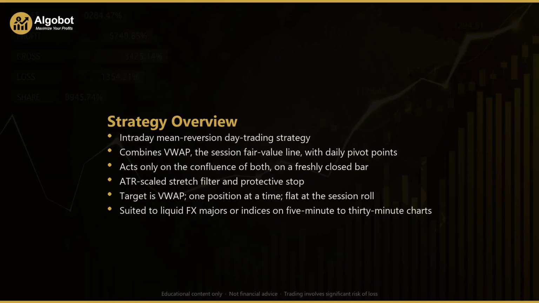The real concept here is confluence. The EA does not act on a stretched market alone, because a stretched market can keep trending, and it does not act on a pivot touch alone, because price can slice straight through a level. Instead, it waits for both conditions to line up on the same freshly closed bar. Everything is self-scaling through the average true range, or ATR, so the distance filters and the protective stop automatically adapt to current volatility. This makes VWAP Pivot Reversion most relevant to traders who are studying systematic, rules-based day trading and who want to understand how multiple reference points can be combined into a single objective setup.